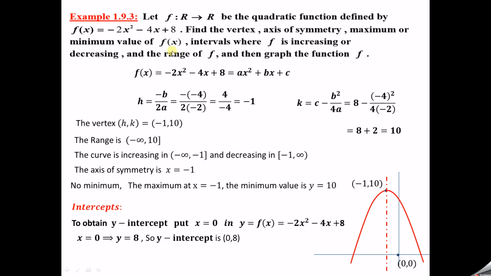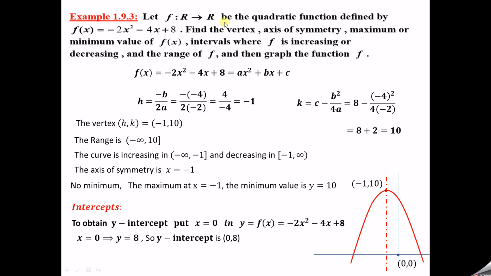Let us look at the example here. f is from R to R, the quadratic function defined by f(x) is minus 2x square minus 4x plus 8. So this has all the three terms: x square term, x term, and constant. So the vertex is on neither the x-axis nor the y-axis, somewhere else. And now we have to find the vertex, axis of symmetry, maximum or minimum value, intervals where f is increasing, decreasing, range, and the graph.